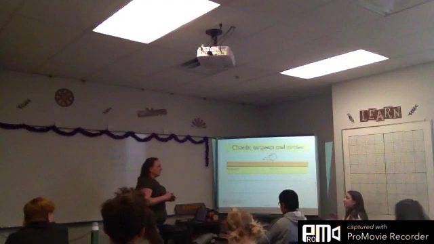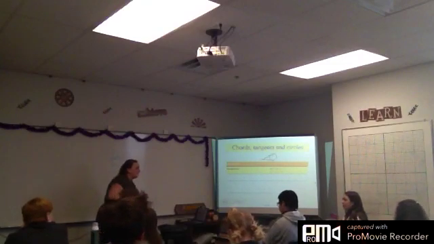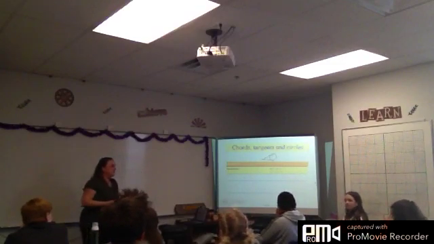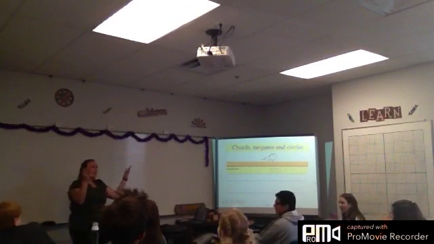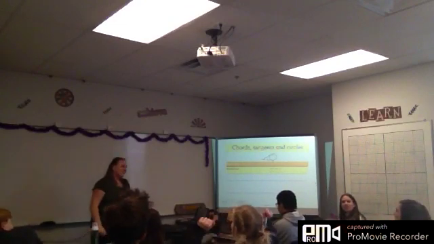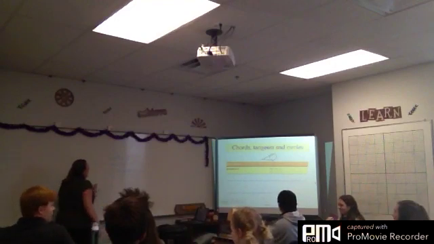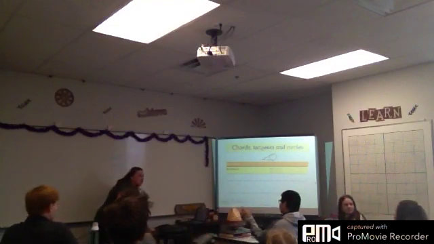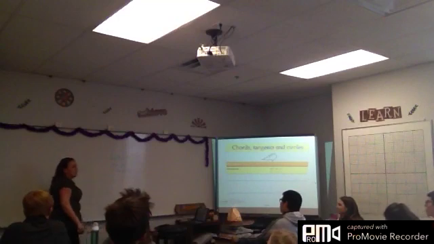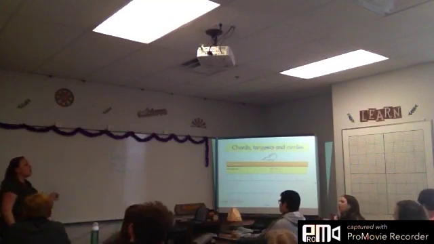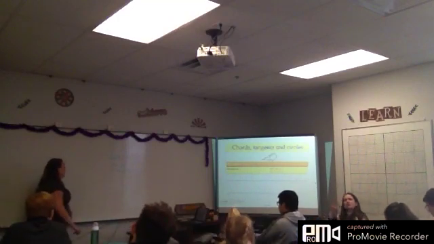X equals negative b plus or minus the square root of b squared minus 4ac all over 2a. So, when it is not factorable, you have to use the quadratic formula.